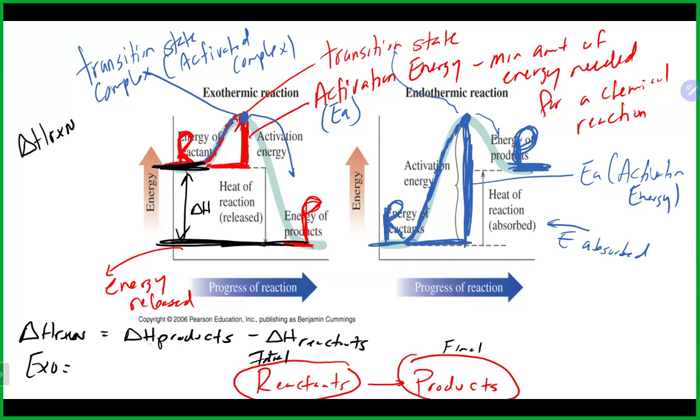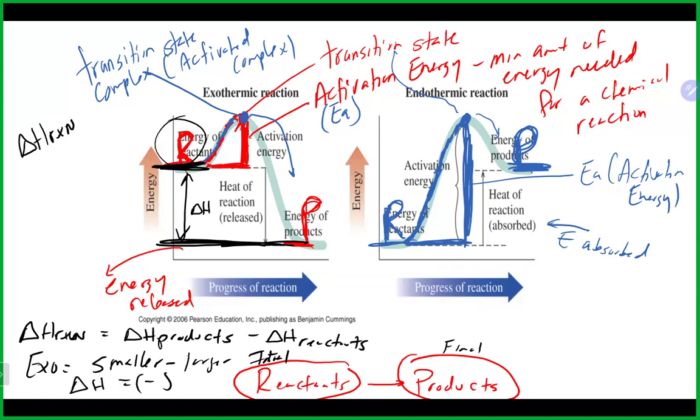So if we put this in here for our exothermic reaction, what we see is our products are lower in energy, which means it's going to be a smaller number, minus our reactants, which is a higher, larger number, and that's going to result in a negative value for delta H. If you take a smaller number minus a larger number, you're going to end up with a negative number, and that will give you a delta H for an exothermic reaction. It's going to be negative.